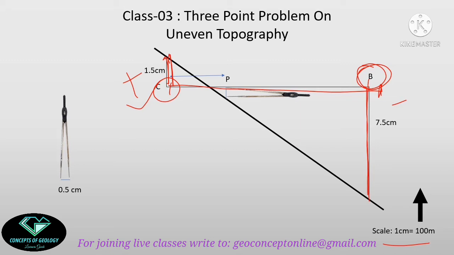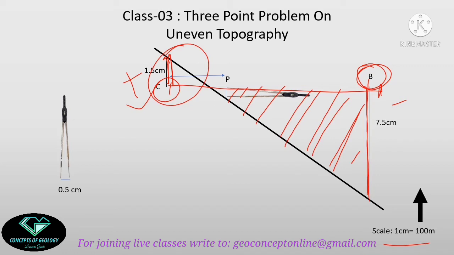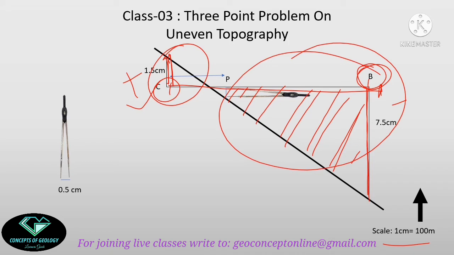So negative means in this construction I will definitely need to find the A point on this side. I will never try to find it on this side. Why? Because this is the elevation side. I need to find out on the depth side. So this is the depth side.